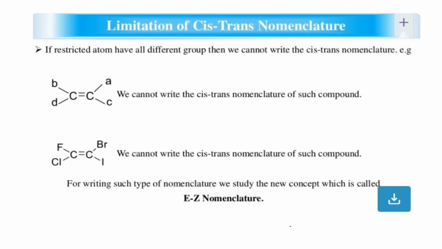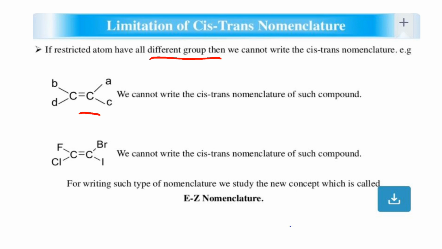The limitations of cis-trans nomenclature. The cis-trans nomenclature has some limitations. If the restricted atom has all different groups, then we cannot write cis-trans nomenclature.